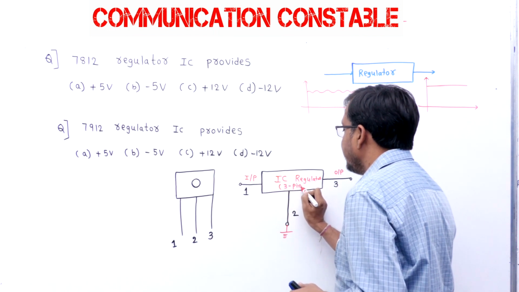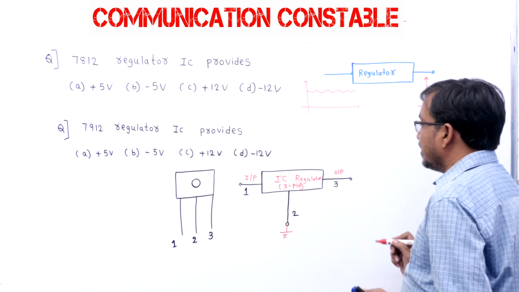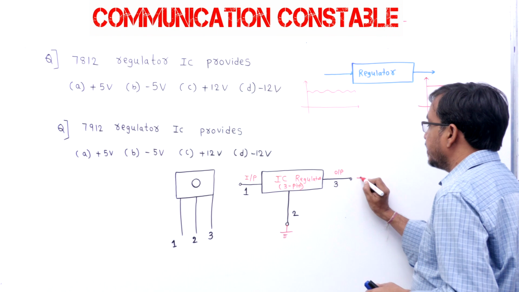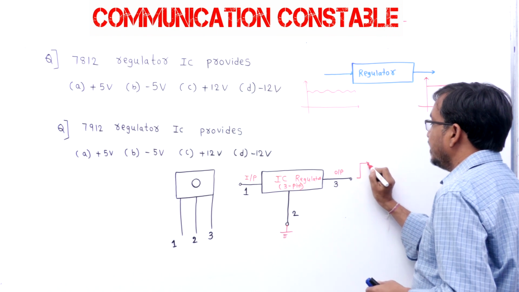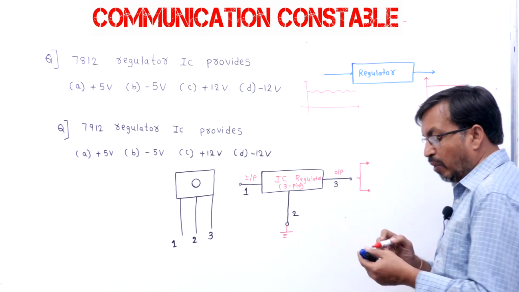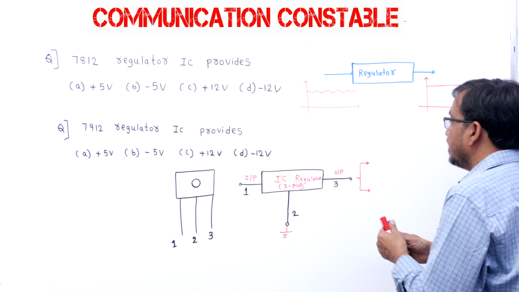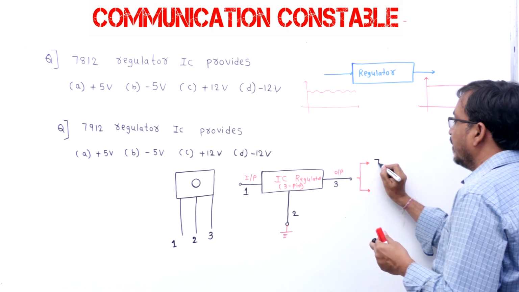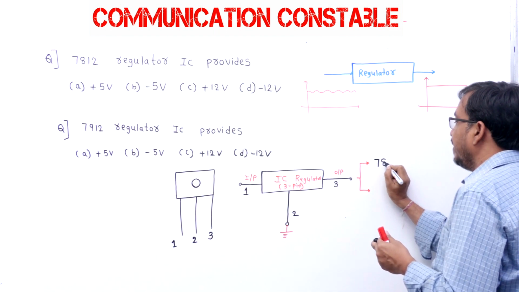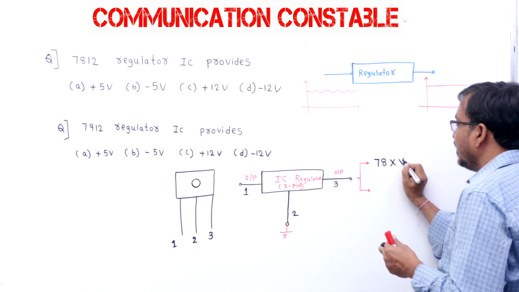3 pin IC regulators are classified into 2 types. One is 78XX. Another is 79XX.